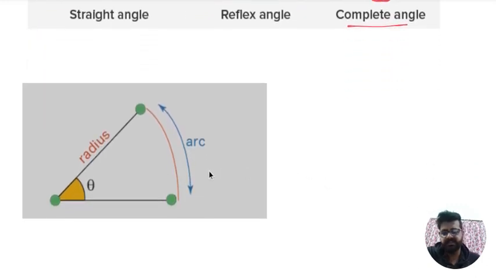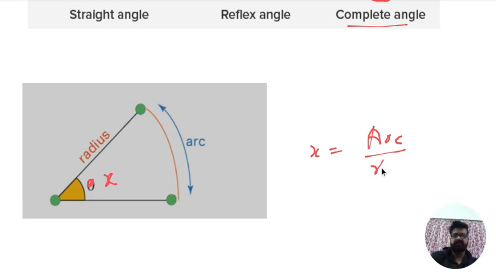Here there is theta, or we can denote it by x. So in this method we just write angle x equals arc divided by radius. The arc divided by the radius. So in this method we write the angle in terms of the ratio of arc and radius.